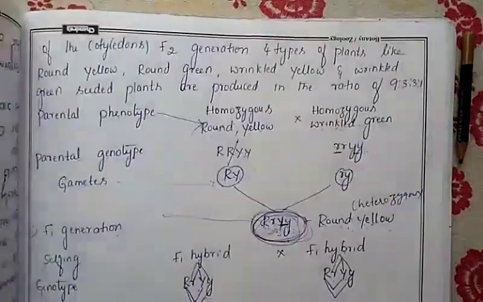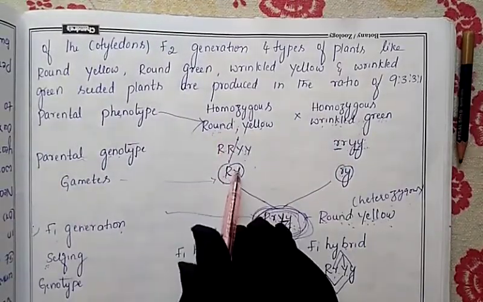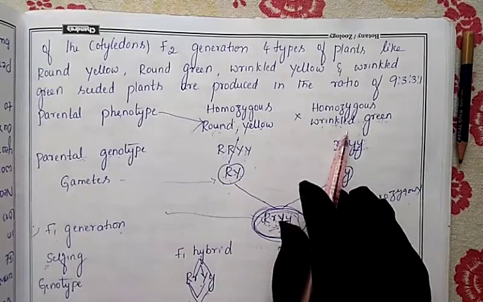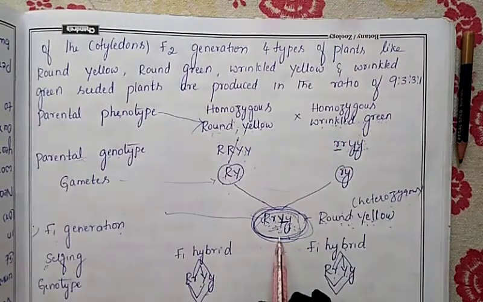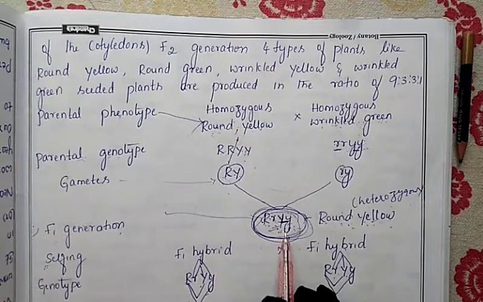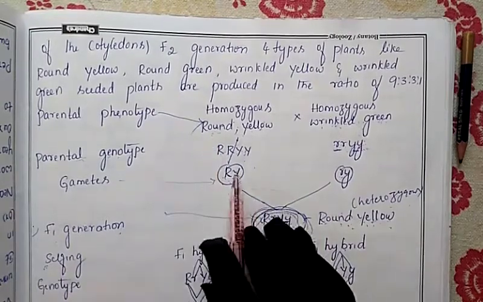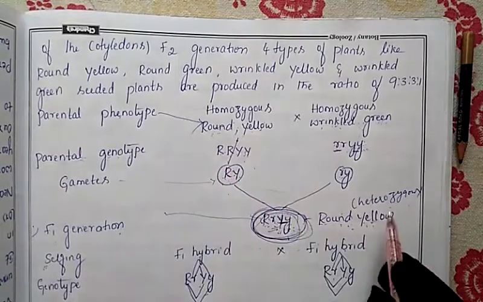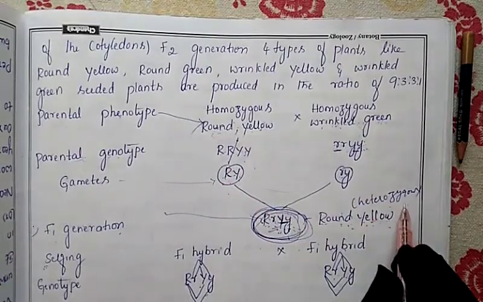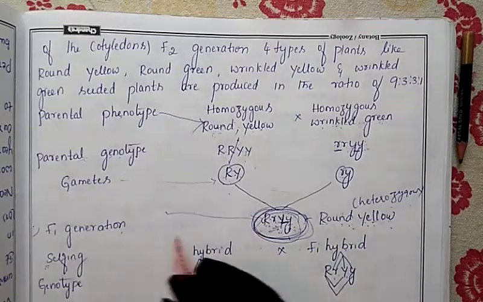We already discussed this dihybrid cross in our previous class. One parent is in a dominant condition, and the other parent is in a recessive condition. When we cross these two parents we get the F1 hybrid. In the F1 hybrid we got round yellow, which is the character of one parent, but the genotype is different. The parent genotype is homozygous whereas the offspring hybrid is heterozygous.